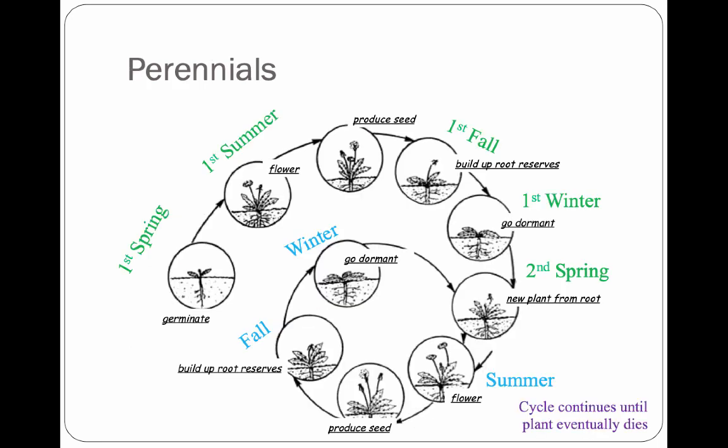The perennial plants look much different because they're going to go through periods of germination, flowering, seed production, a period of building up root reserves, and then they're going to go dormant. And when the second spring hits, they're going to go through that same process again. And so they go through this cyclic process without the plant ever dying, or having less death events compared to the annuals and the biannuals.